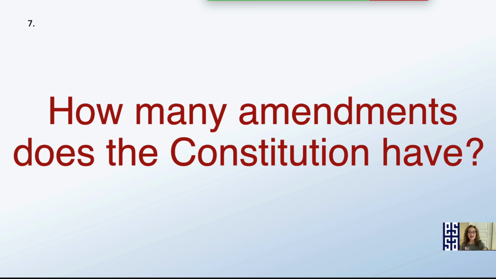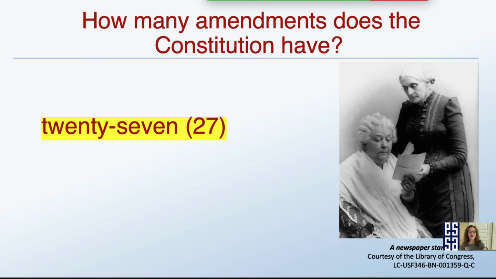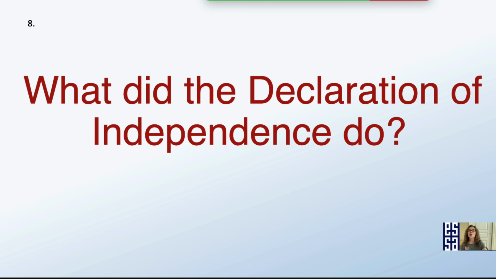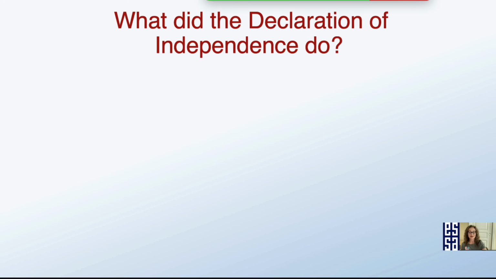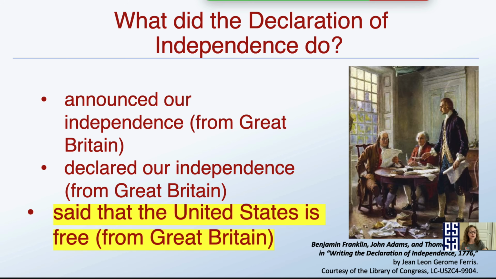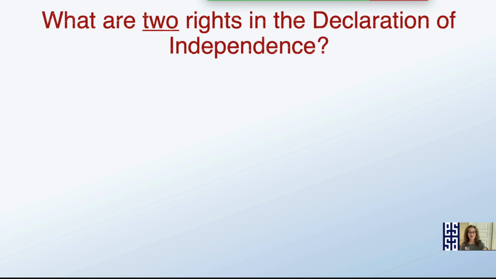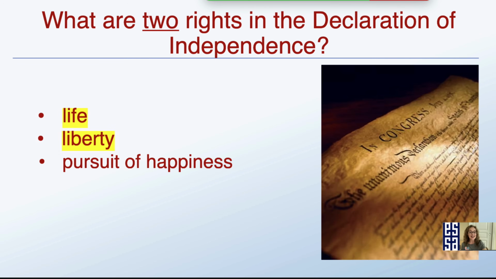How many amendments does the Constitution have? 27. What did the Declaration of Independence do? It said that the United States is free from Great Britain. What are 2 rights in the Declaration of Independence? Life and liberty.